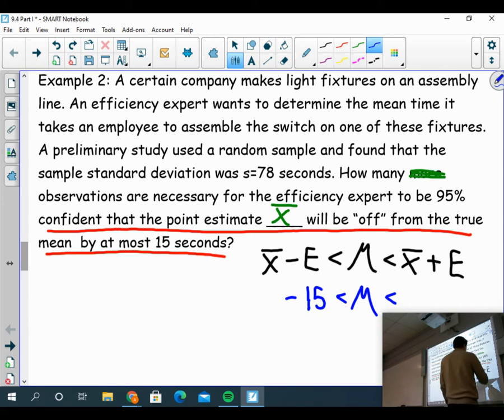Either way, whatever that sample mean value is, they want to make sure that the error doesn't get wider than 15 seconds, which we can control by messing with the sample size. So how are we going to do this?